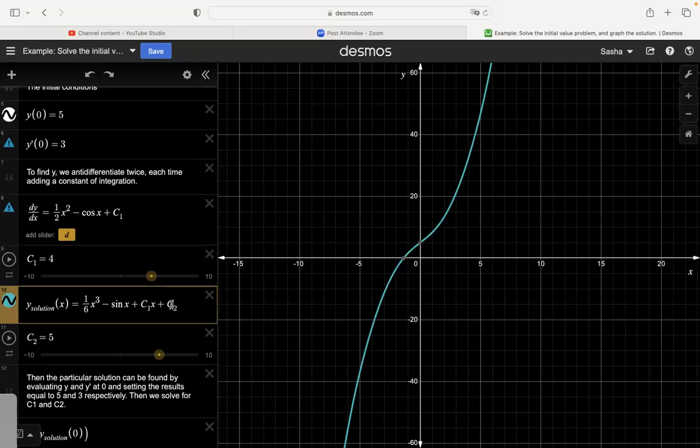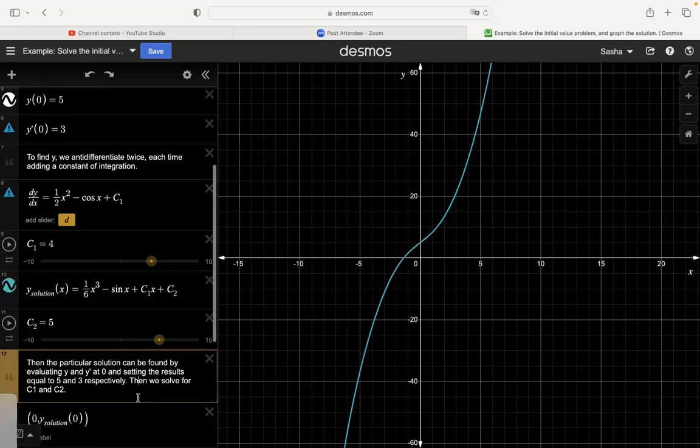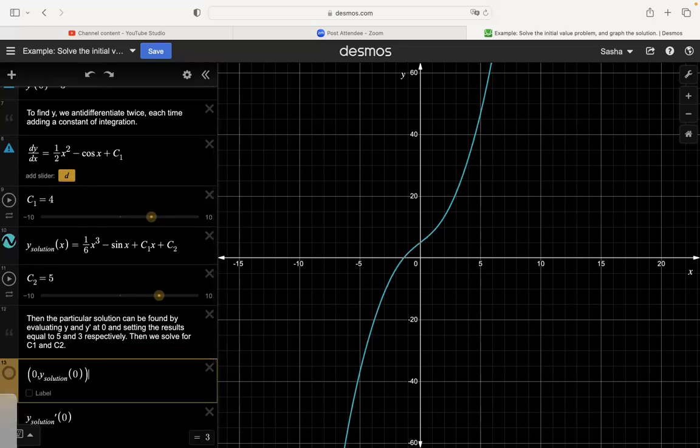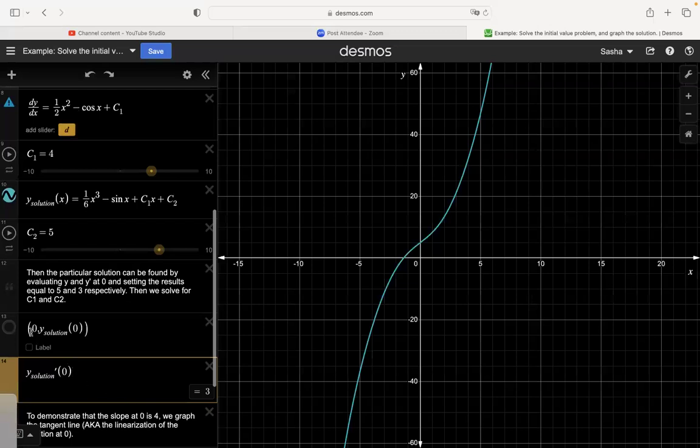I did want to show you that this is the particular member of the family that satisfies both initial conditions and has this form. So we know that C1 equals 4 and C2 equals 5, and that's our solution. Now, if we want to, we can see that the function satisfies those initial conditions by graphing the points. So we can plug in x equals 0 to the solution.